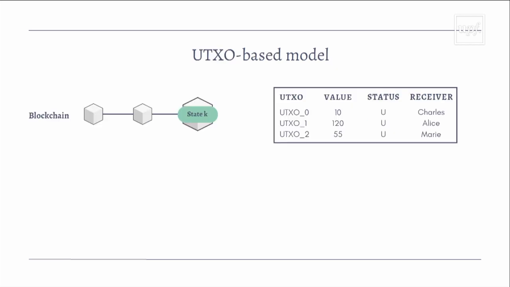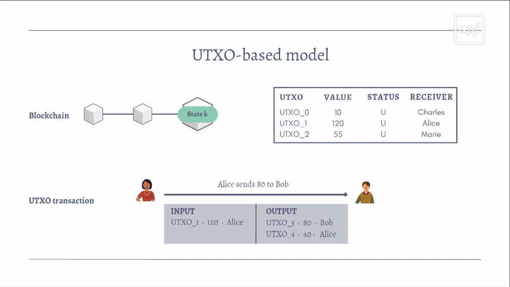So in this case, we would have the blockchain, and at state K, we have, for instance, 3 different unspent transaction outputs. Each of them has a corresponding value. The status, the U, means that it's unspent, so no one has spent these outputs yet. And who are the receivers of each unspent transaction.